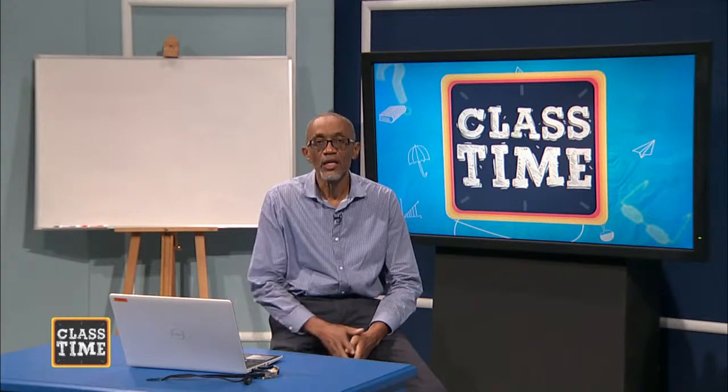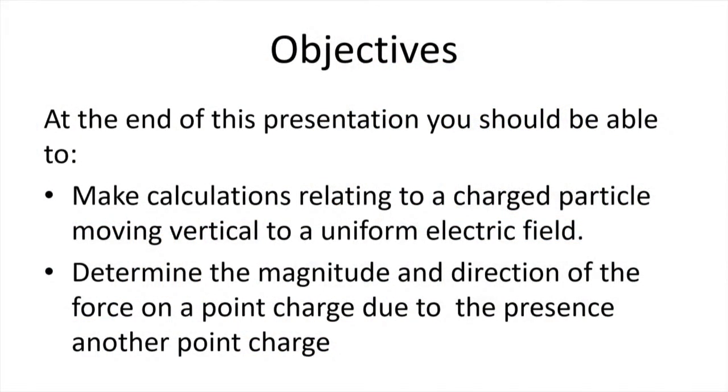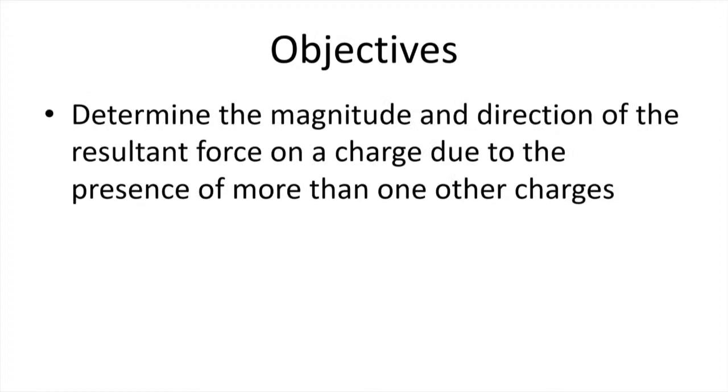So today we will do 2 things, and these are the objectives of today's lessons. At the end of this presentation, you should be able to make calculations relating to a charged particle moving vertical to a uniform electric field, to determine the magnitude and direction of the force on a point charge due to the presence of another point charge, and determine the magnitude and direction of the resultant force on a charge due to the presence of more than one other charge.